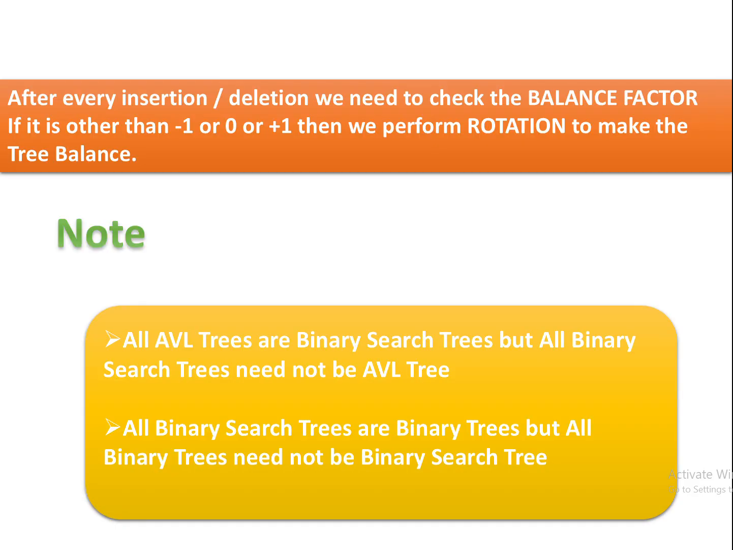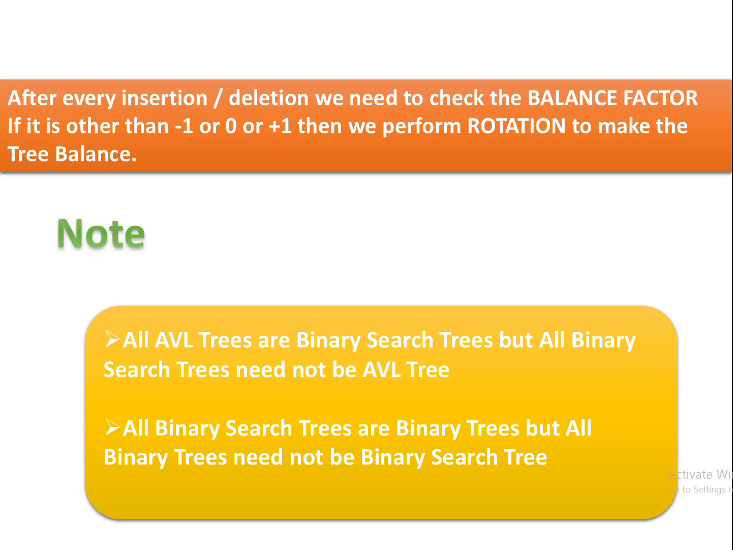After every insertion or every deletion, we need to check the balance factor. If it is other than -1, 0 or 1, then we perform rotations to make the tree balanced. If we get -1, 0 or 1, at that time the tree is balanced. If we do not get these numbers, at that time the tree is imbalanced, so we need to use rotations to make the tree balanced.